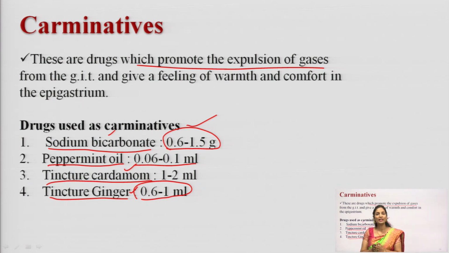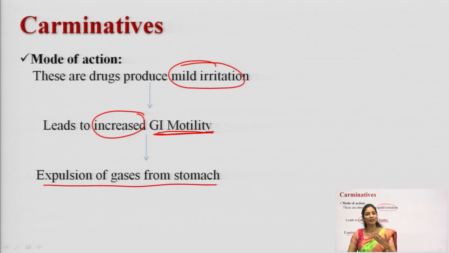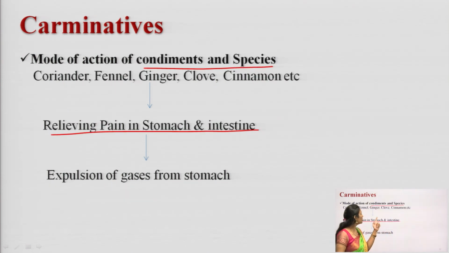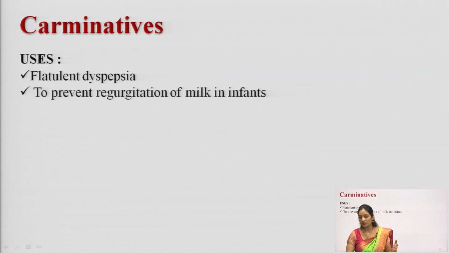Carminatives are the drugs which increase the expulsion of gases. So, these are the carminative drugs which increase the expulsion of gases, and after that we saw the mechanism of action, how they do it. This is the mechanism of action for the condiments and spices. First they relieve the pain in the stomach and intestine, and finally the expulsion of gases is seen from the stomach, and these are the uses.